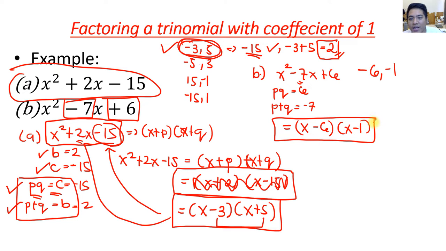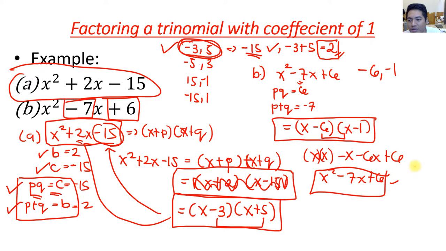To check, you can FOIL it. First, x times x. Outer, negative x. Inner, negative 6x. And last, negative 6 times negative 1 is positive 6. So, you have x squared minus 7x plus 6. Hence, this will be our answer. That's how you factor a trinomial with a coefficient of 1.